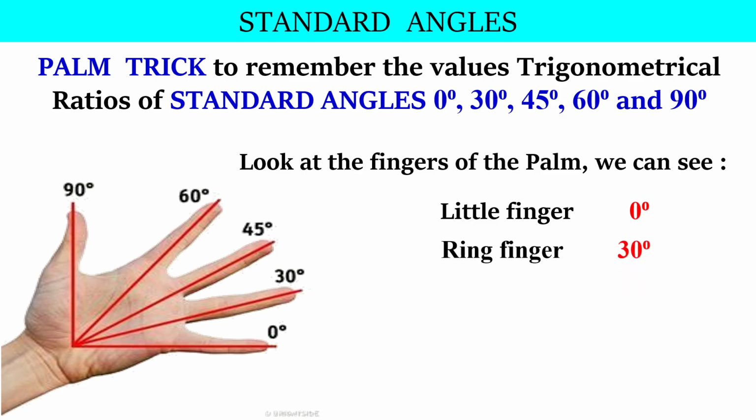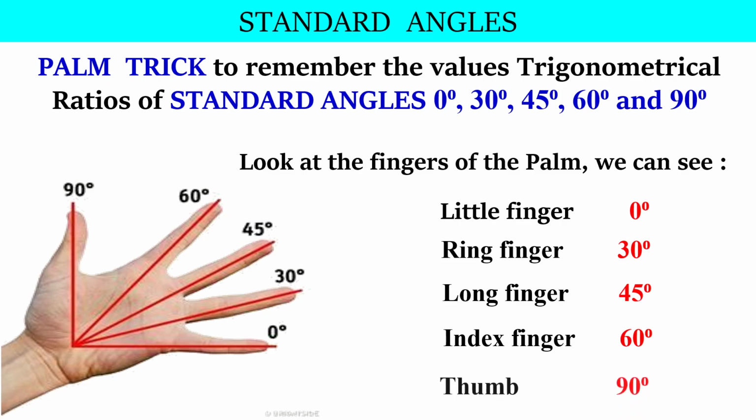Then you have the ring finger. Ring finger will be taken as 30 degree. Next to ring finger we have the long finger, which you call the middle finger also. It will be taken as 45 degree. Then we have the index finger, which is sometimes called the pointer finger. This will be taken as 60 degree. And last we have the thumb. Thumb will be taken as 90 degree. Thumb is the fattest of all the 5 fingers, so the biggest value has been awarded to thumb.